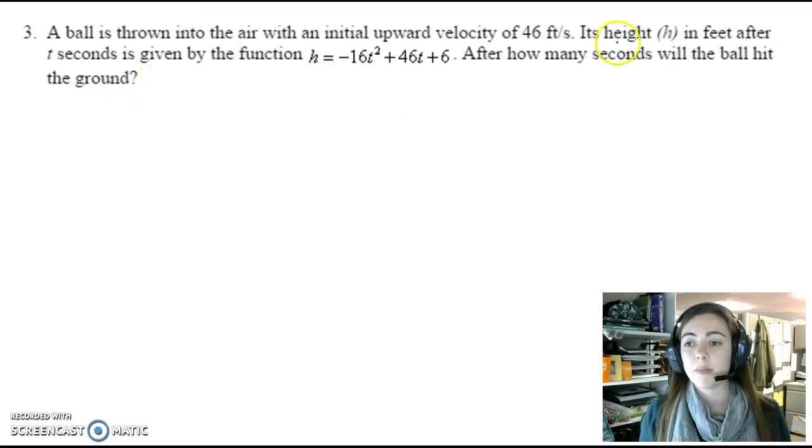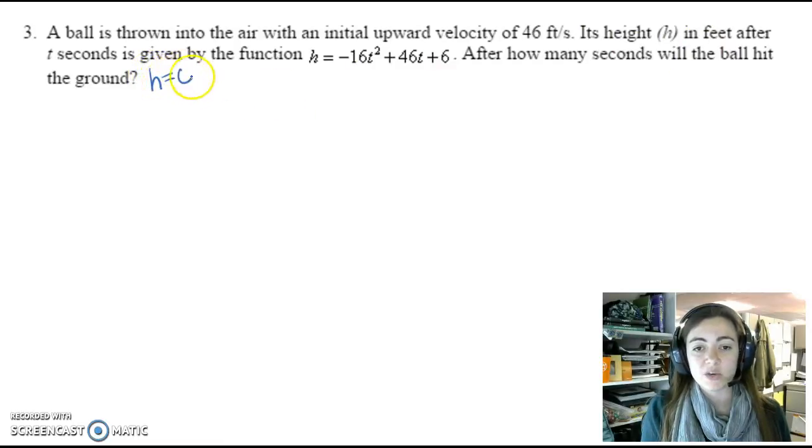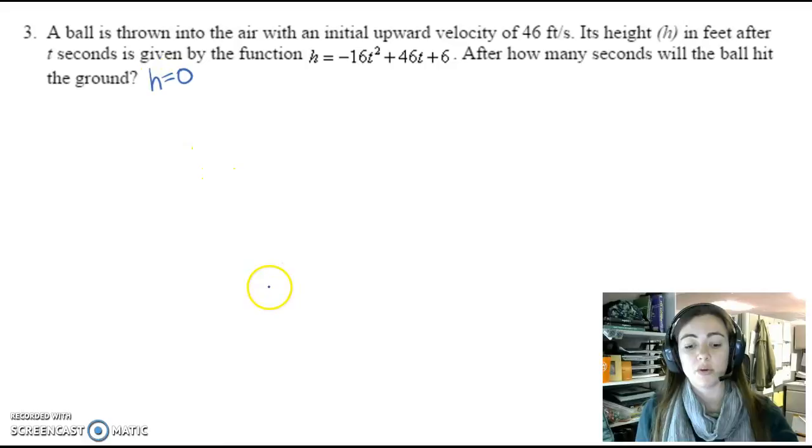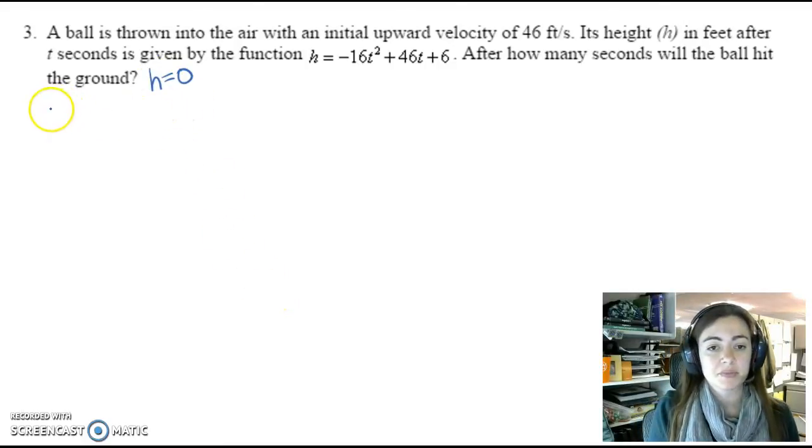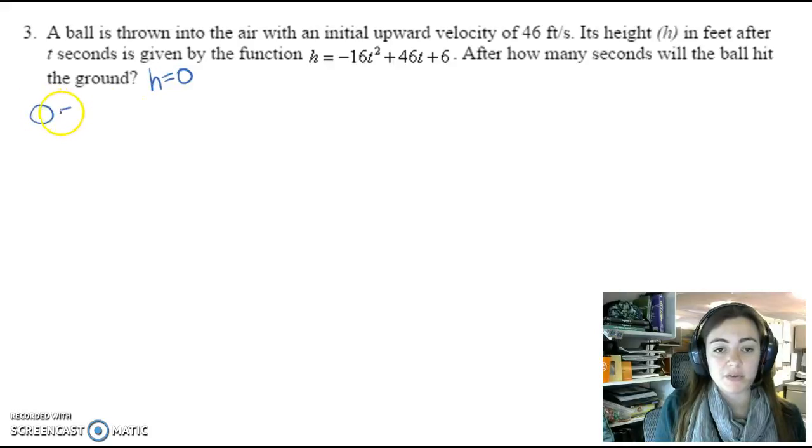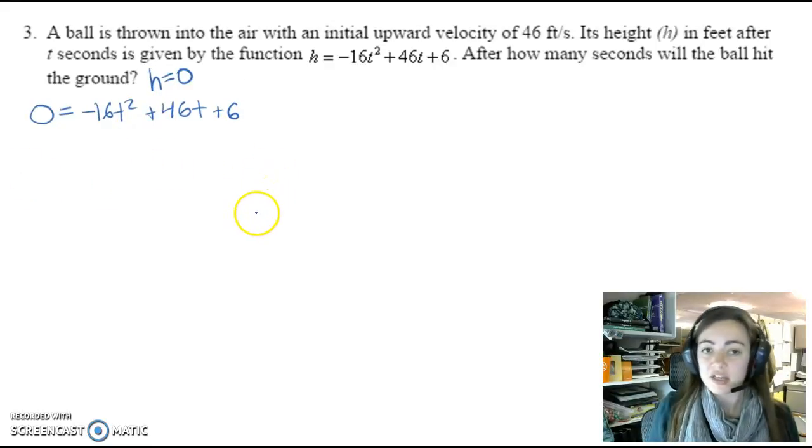So we've got to think about when a ball hits the ground, what does that represent? That would represent that the height is equal to 0. So this is where we're going to substitute in 0 for h and solve. So in our equation, that would leave us with 0 is equal to negative 16t squared plus 46t plus 6. Now, in order to solve this, there's many ways that you can.